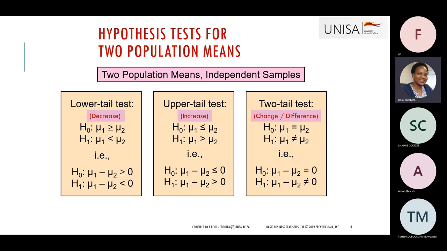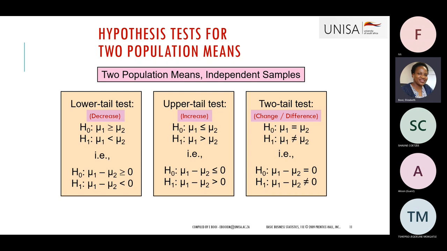Or if they say there is no change or there is a change, they are talking about a non-directional two-tail test. And this is how you will state your hypothesis. You will state that the mean of population one is equal to the mean of population two. In your alternative, you will state that the mean of one is not equal to the mean of two. Or you can state it in this fashion: the mean of one minus the mean of two is equal to zero, because if the difference between the two is equal to zero, it means there is no difference. Or your alternative will state that the difference between mean one and mean two is not equal to zero, because then they are different. And that is for a two-tail.